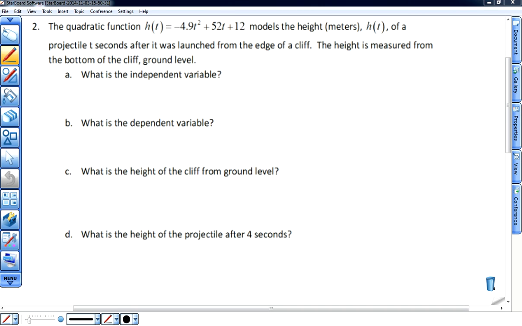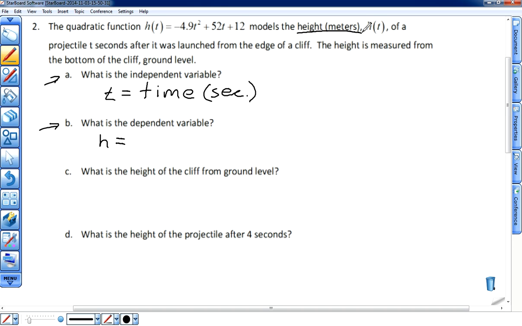So first things first, what is the independent variable and what is the dependent variable? Because it's written in function notation, we can easily identify t as our independent variable, which is equal to time. And identifying units, that's in seconds. Which means that our dependent variable is h. H up here is height in meters. Okay, so height is dependent upon time.